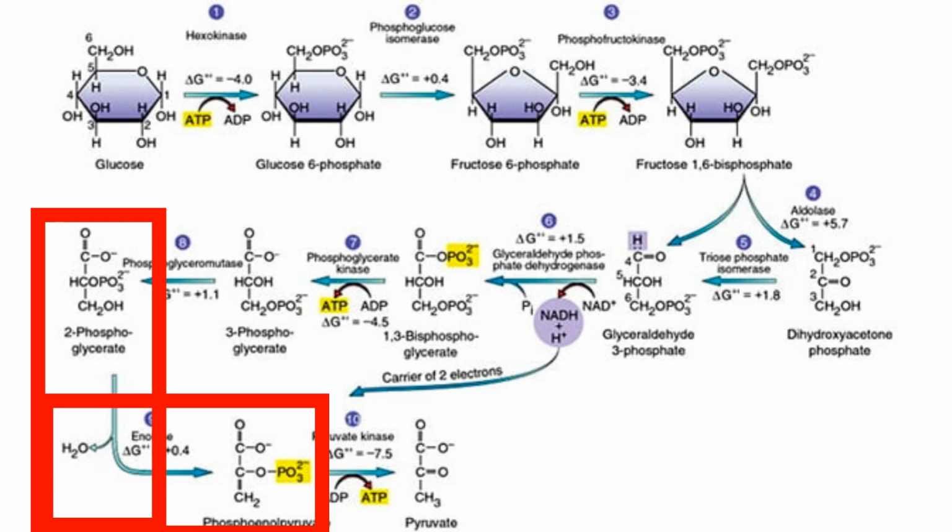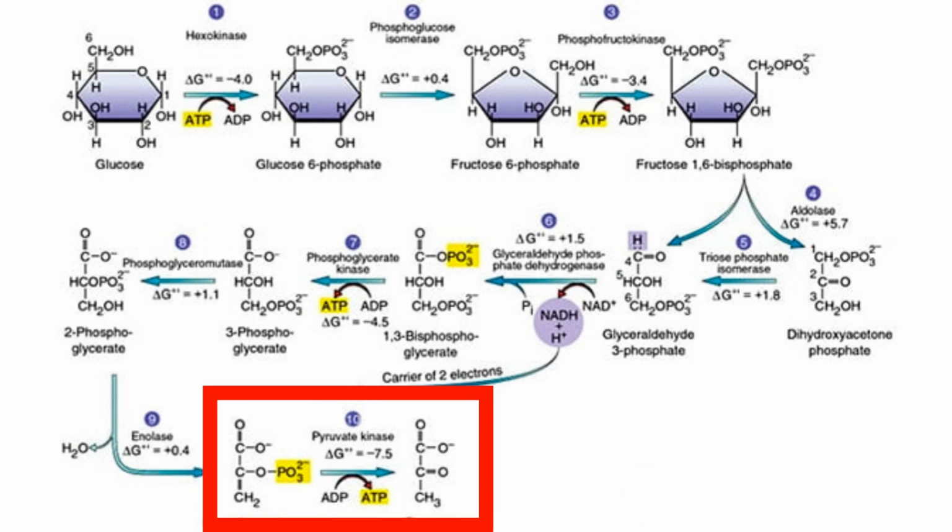In step 9, our 2-phosphoglycerate turns into phosphoenolpyruvate, and in this process, 1 water molecule is produced. After this, another phosphate group is stolen by an ADP to produce an ATP, and our phosphoenolpyruvate turns into good old pyruvate.